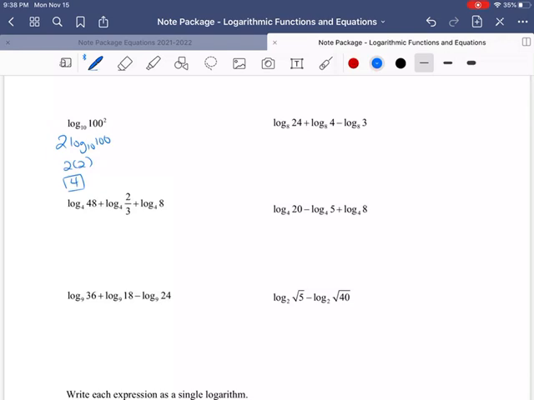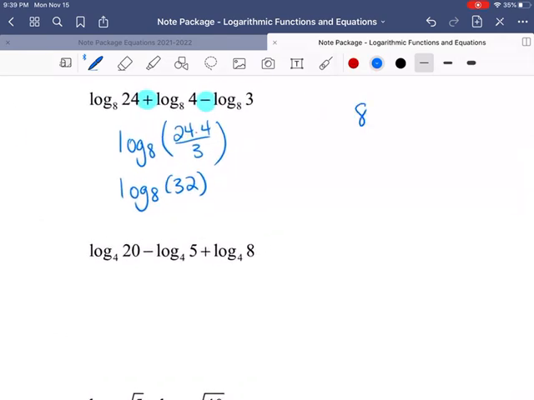The first part here, we've got the product and the quotient. So you can create one log, 8, and what we're going to do is 24 multiplied by 4 divided by 3. So you get log 8 of 32, and this one's a little tricky. So 8 to the x is equal to 32. If we use common bases, you're going to get 2 to the 3x is equal to 2 to the 5. So 3x is equal to 5, and x is equal to 5/3. Tricky one.